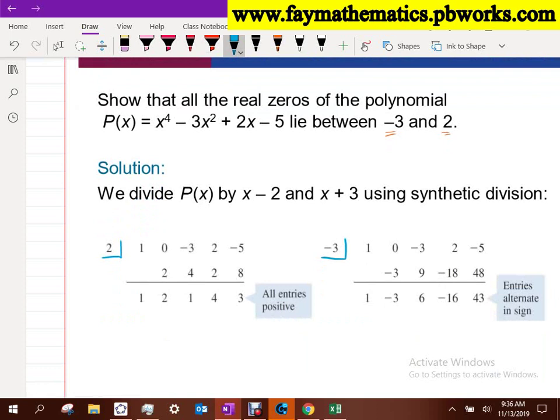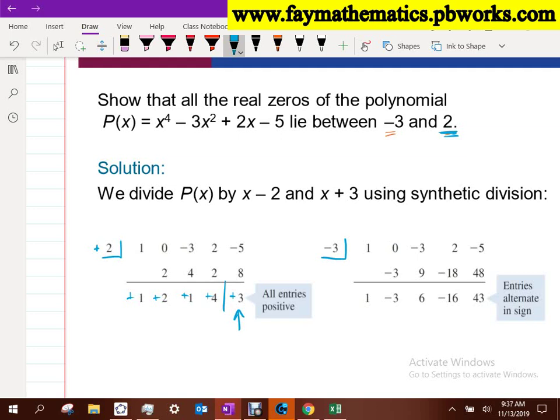But so, let's see if 2 is an upper bound, because 2 is positive. What that theorem says is, if 2 is positive, when you do synthetic division, you're looking for a quotient row that is all positive. Would you agree that these are all positive? Now, it tells me that 2 is not a 0. It does not divide this thing evenly, so I know that x minus 2 is not a factor, but it does give me insight into this.